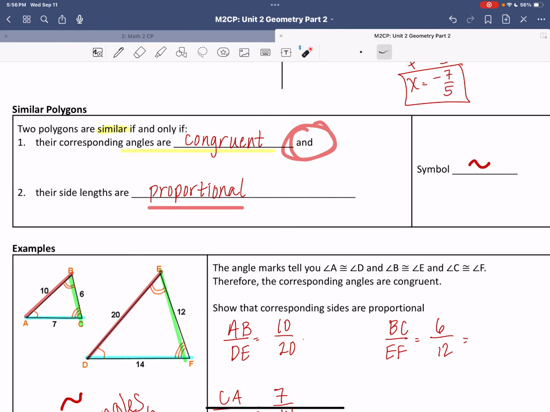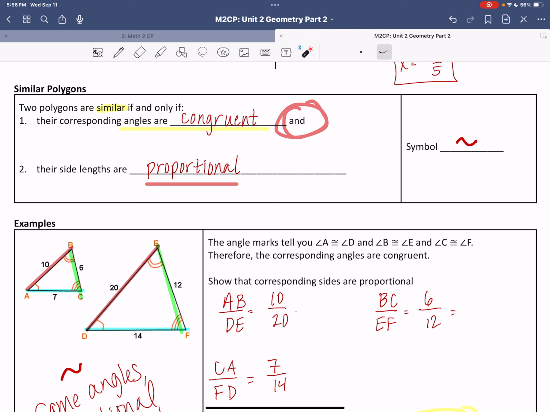All right, so you can have similar polygons. Two polygons are similar if and only if their corresponding angles are congruent, so they have to have corresponding angles with the same measure, and their side lengths are proportional, very important. The symbol looks like a little wavy line. That symbol means similar.